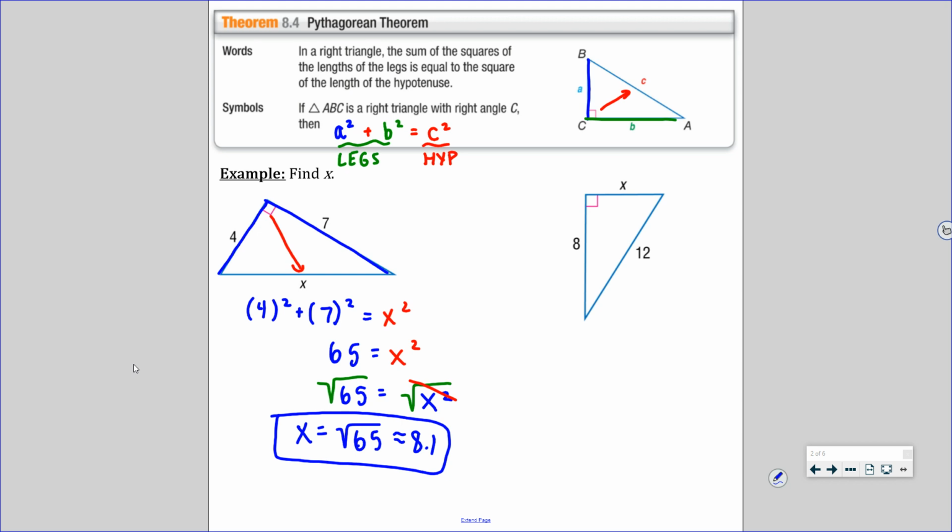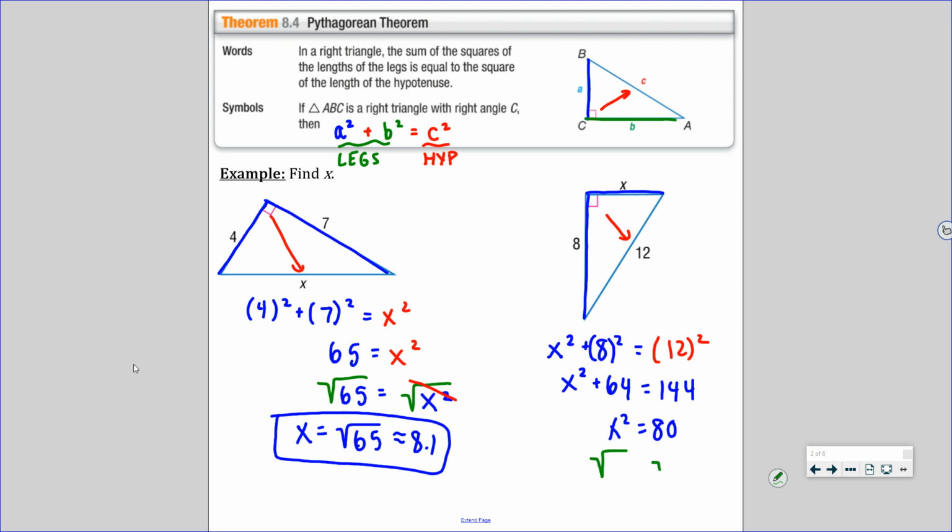This one's a little different because this time I know my hypotenuse is 12, and I don't know one of the legs. So I'd set it up the same way. x squared plus 8 squared, my 2 legs squared, equals my hypotenuse squared. All right, so that'd give me 64, 144. Subtract that over, we get 80. Square root both sides.